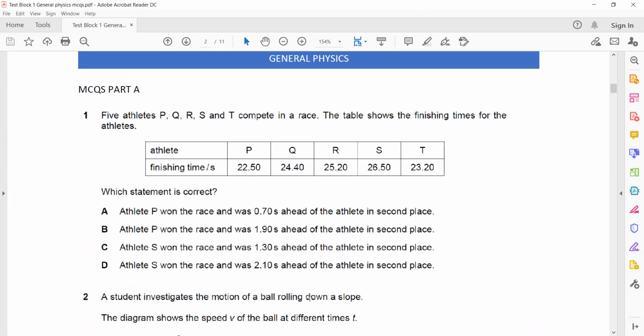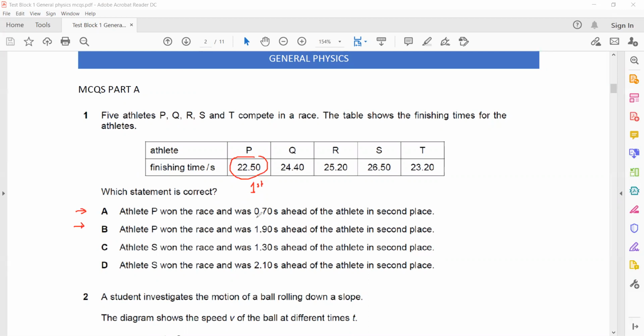5 athletes are there, P, Q, R, S and T. They complete the race. The table shows a finishing time for each athlete. We have to check which statement is correct. So first thing, which athlete won? The athlete which took the shortest time won the race. As you can see from these numbers, the smallest time interval is by P. So athlete P is the first, or he won the race. So either A or B can be the answer from the first statement.